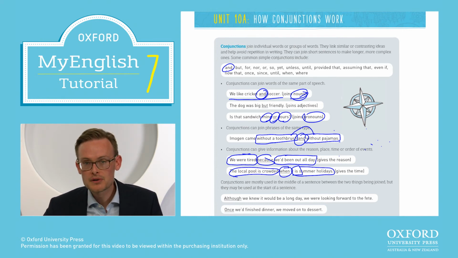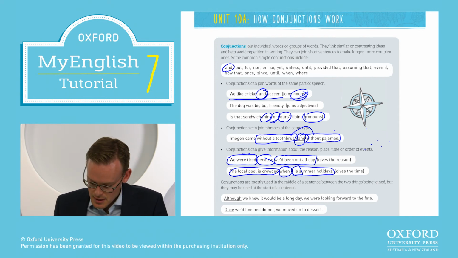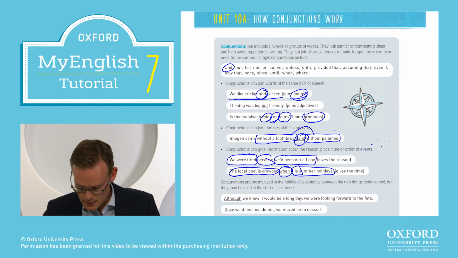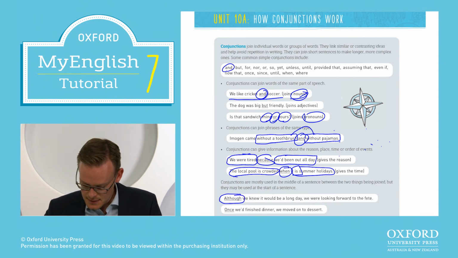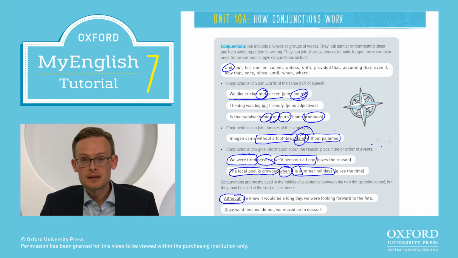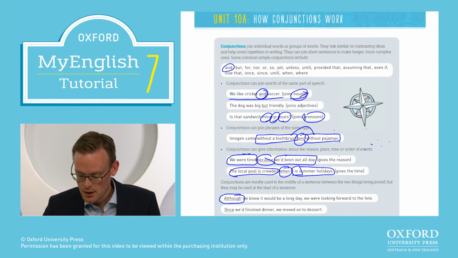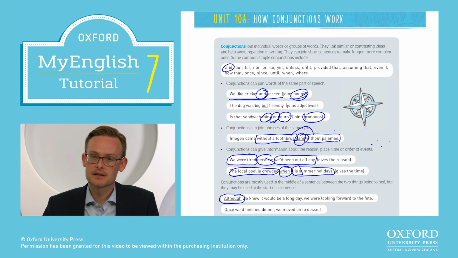Now, conjunctions are mostly used in the middle of a sentence, but not always. If we've got a conjunction that tells how two parts of a sentence relate to one another, such as even though or although, often that type of conjunction will start at the start of a sentence. Regardless of where the conjunction is, a conjunction will always be used to join either two words or two different parts of a sentence together.